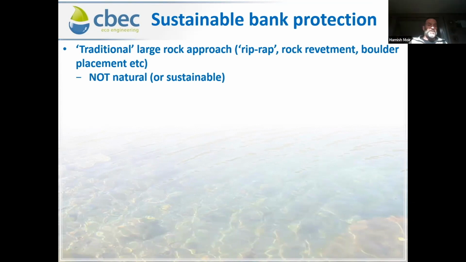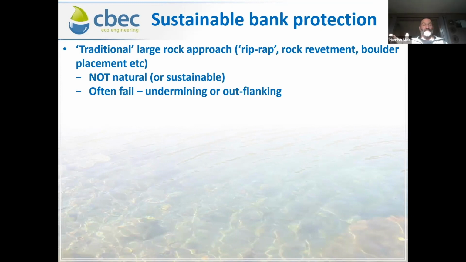There's no biodiversity benefit. There's a biodiversity loss as a result of putting rock in a bank. And it also is not very effective. These often fail. Because they're static, they become undermined and are outflanked. All they tend to do is deflect the energy of the river to the next unprotected section of bank. At best, all you're doing is moving the problem somewhere else.